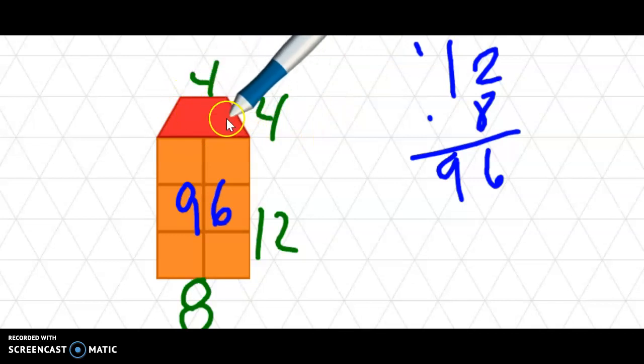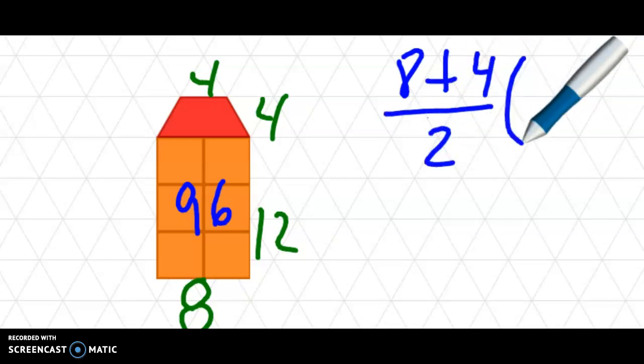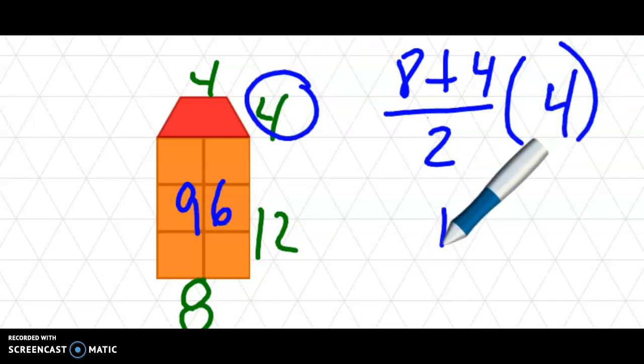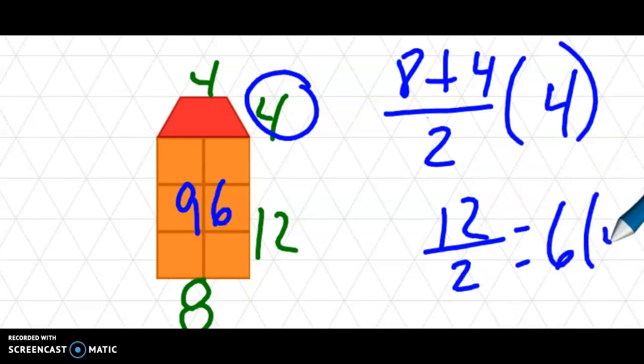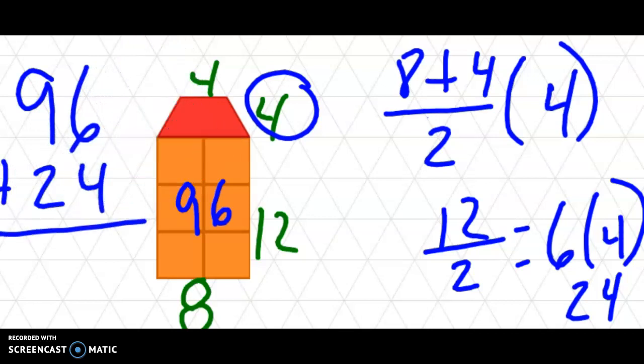Now we have to figure out this portion right up here. So we're going to do the same thing that we've been doing. We're going to find the area of a trapezoid. So we're going to take our 8 plus 4, because here's our 8 for our base down here and our 4 for our base up there. We're going to divide it by 2. And we're going to multiply all of that by the 4, which is our height. So 8 plus 4 is going to give us 12, divided by 2 equals 6, and 6 times 4 is going to give us 24. So now we take our 96 and we add it to our 24, and that will be our answer.